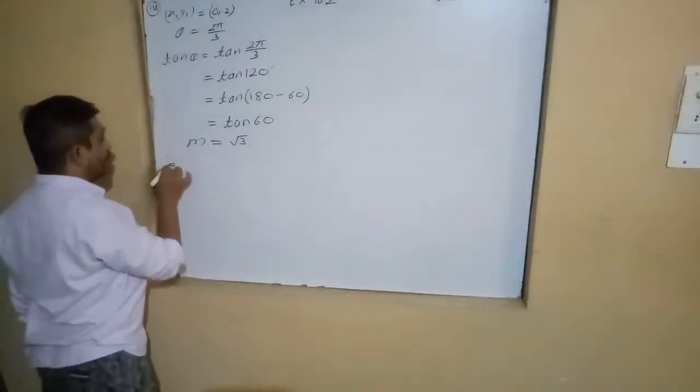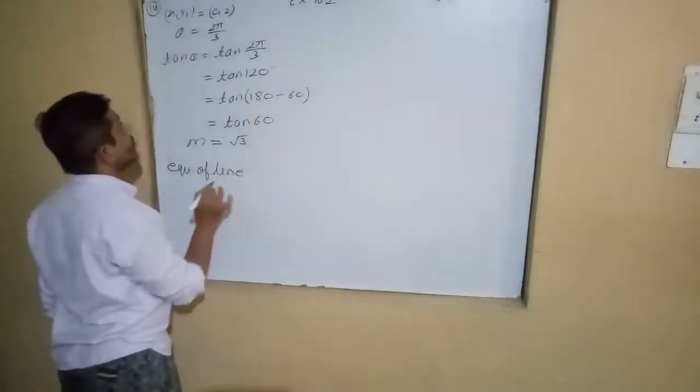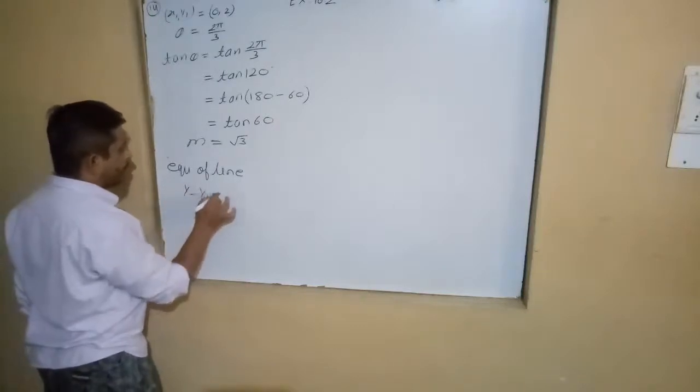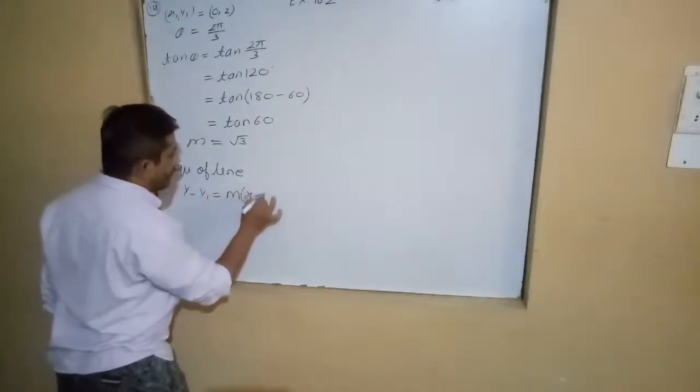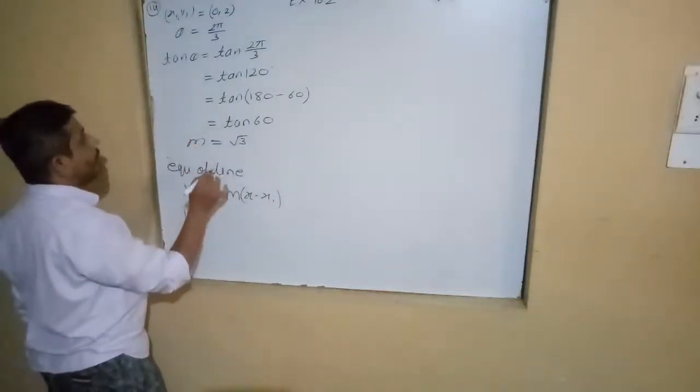Then we write therefore the equation of line. What is the equation of line? Equation of line what will come? y minus y1 is equal to m into x minus x1. So y minus y1. What is the value of y1 here?